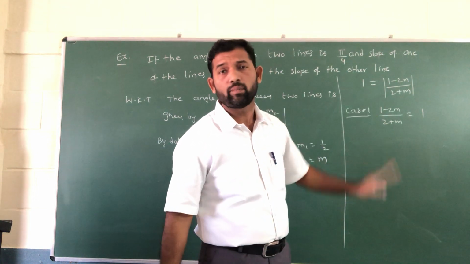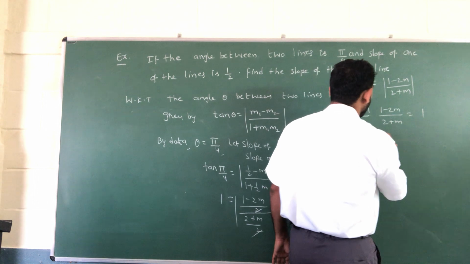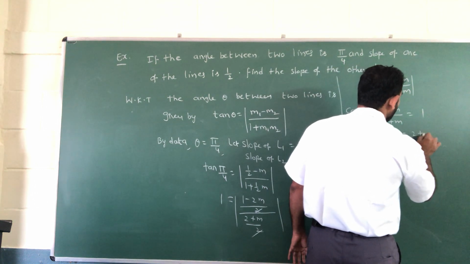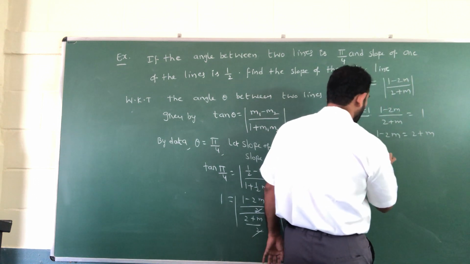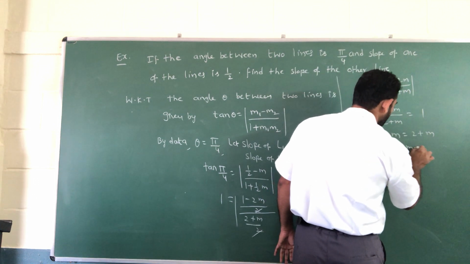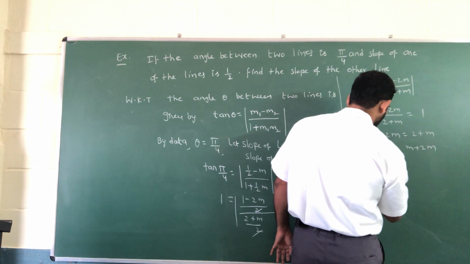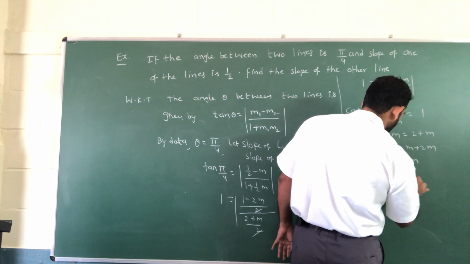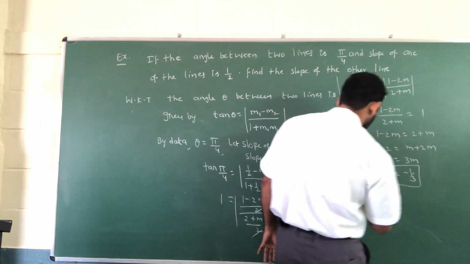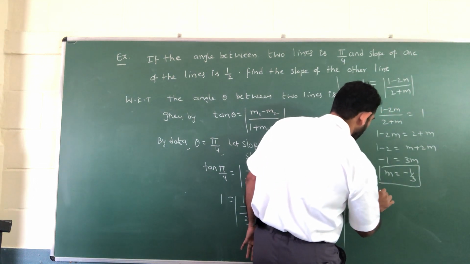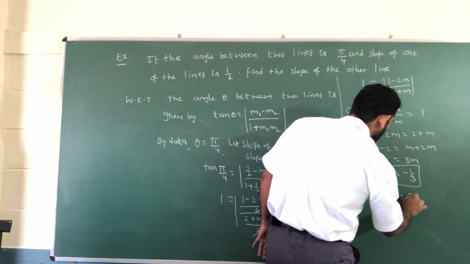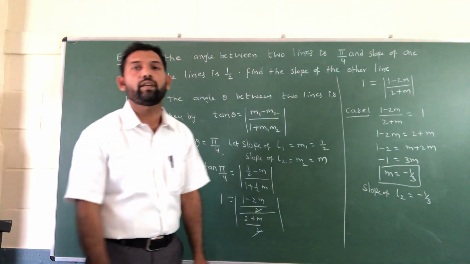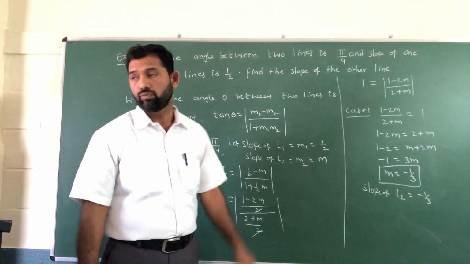So first I am equating positive values. So what happens? 1 minus 2m is equal to 2 plus m. Again, 1 minus 2 is equal to m plus 2m. So minus 1 is equal to 3m. So m is equal to minus 1 by 3. So this is the slope of L2, equal to minus 1 by 3 according to case 1. Next, case 2.